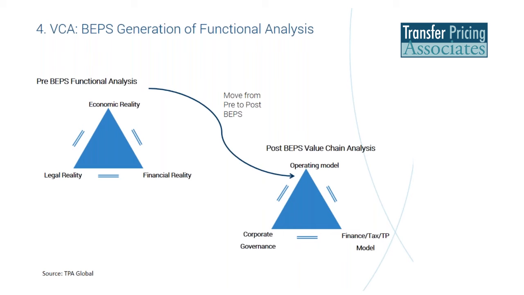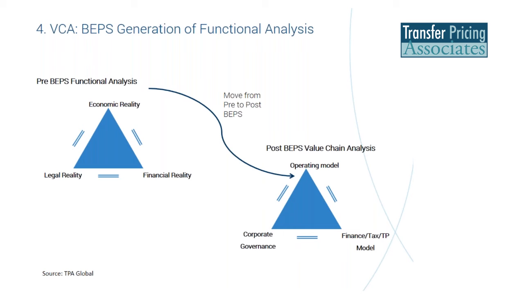But then from a legal reality perspective, I say that it's again LRD, and the intercompany agreement clearly defines various terms and conditions in the contract, and those define that entity as LRD. But when I look at financial reality, that LRD is incurring losses. So there's clearly a discrepancy here, that the three realities are not matching.